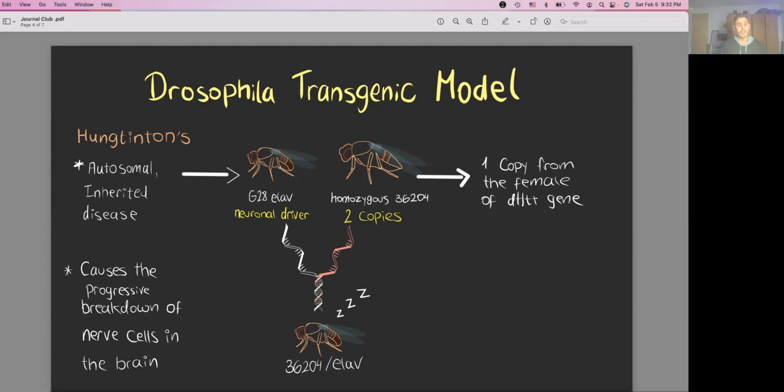Now they took this mother and they mated it. They took this female and mated it with a male Drosophila that has a sequence on his strand that codes for a neuronal driver. This will ensure that the gene is expressed specifically in neuronal cells in the progeny. Baby 36204 ELAV, a charming name, right?